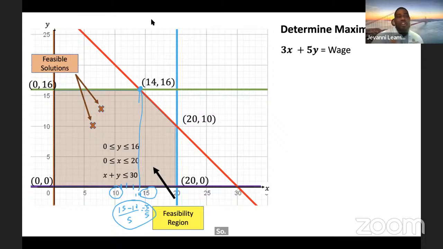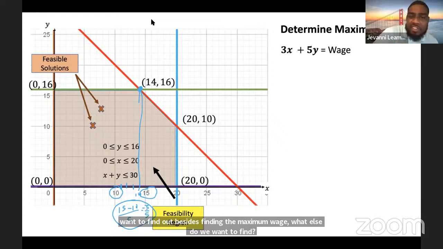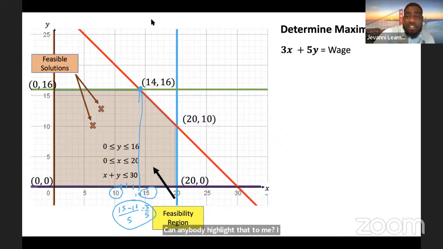All right, so you are going to work out for me, in this instance right now, which of these coordinates of the vertices of this pentagon gives you the maximum, right? And remember, besides finding the maximum wage, what else do we want to find? Can anybody highlight that to me? All right, remind me, what else do we want to find? Besides the maximum wage, what are we actually finding? No one? All right, let's see.